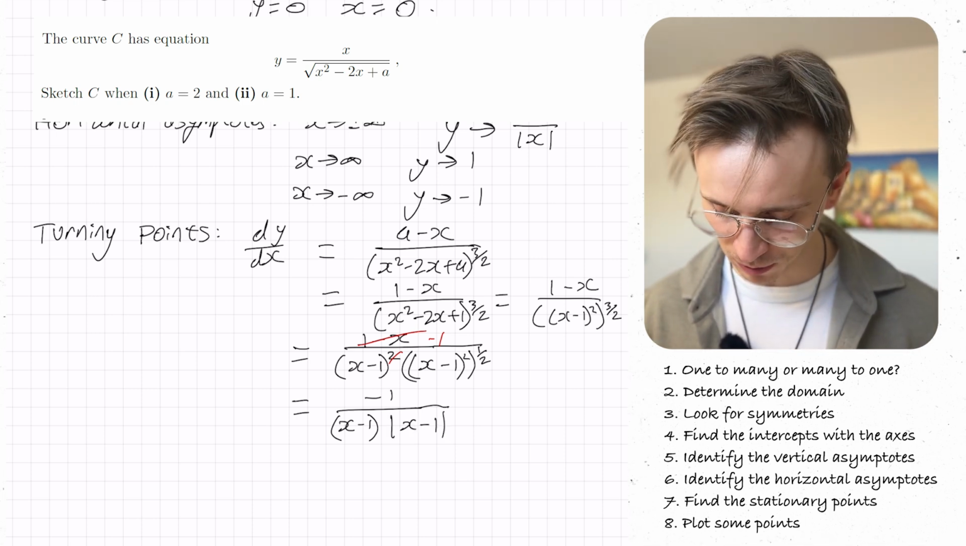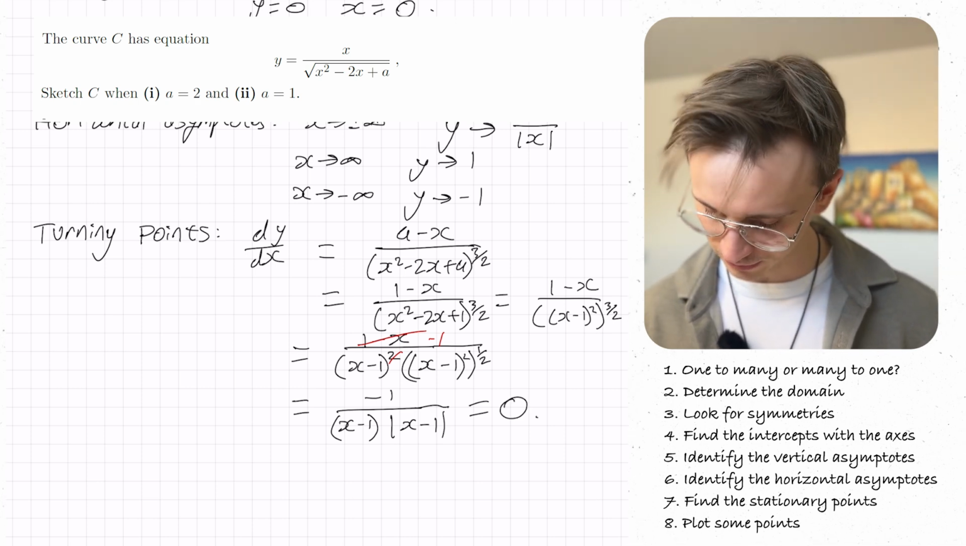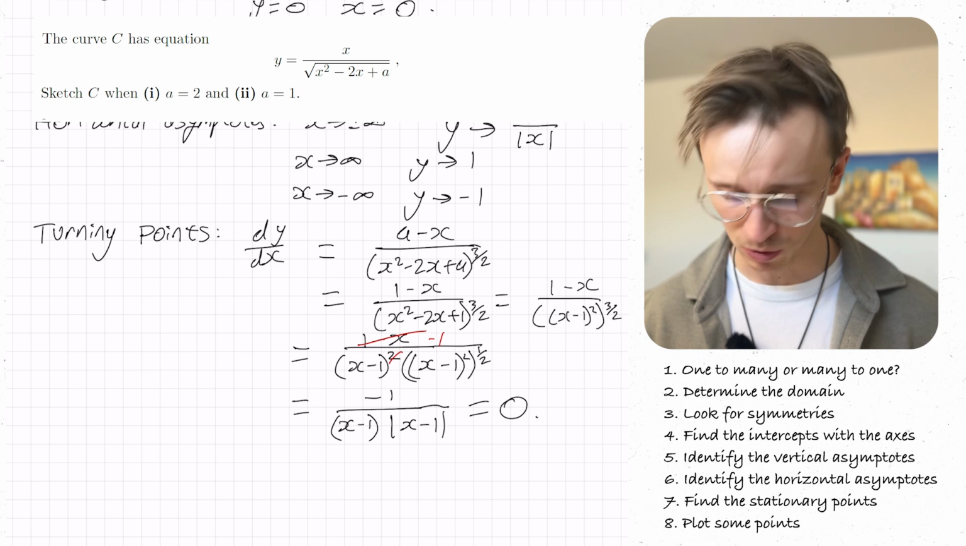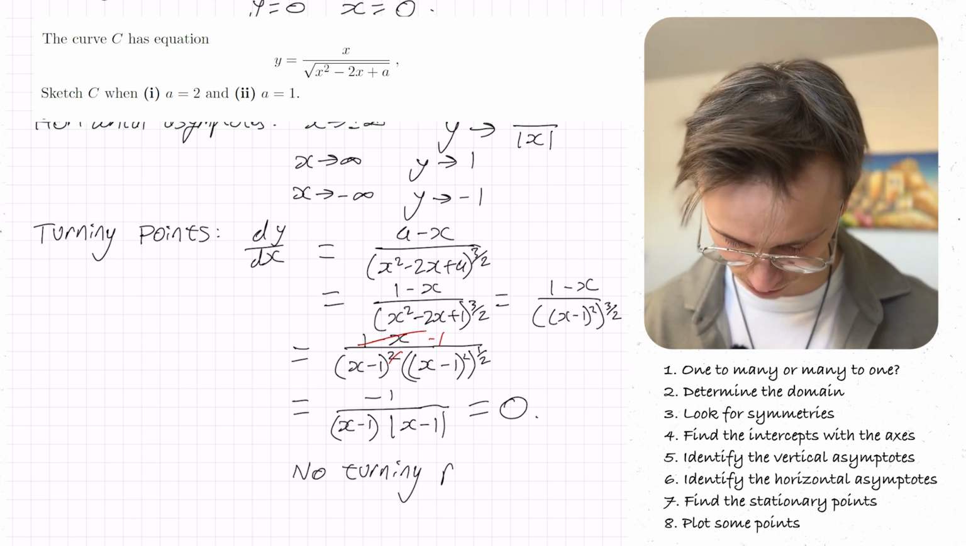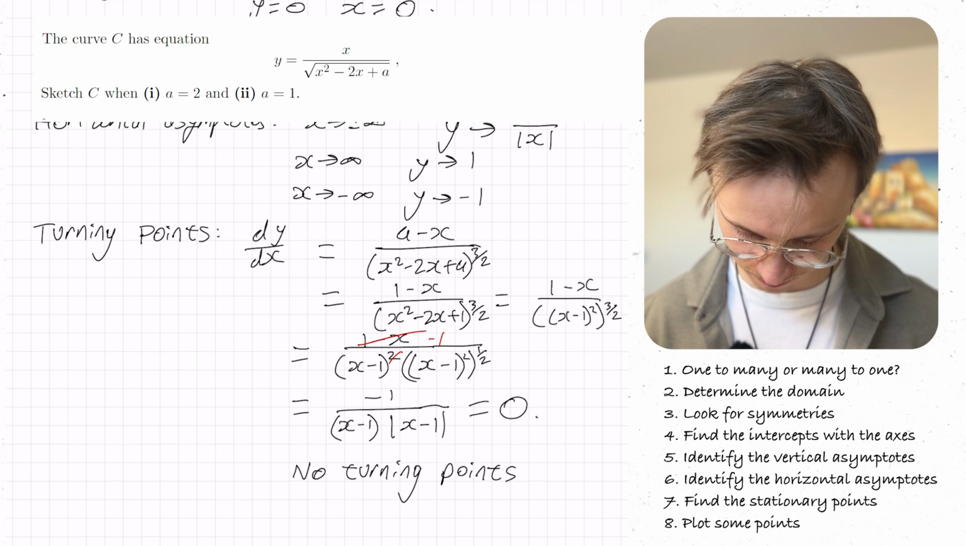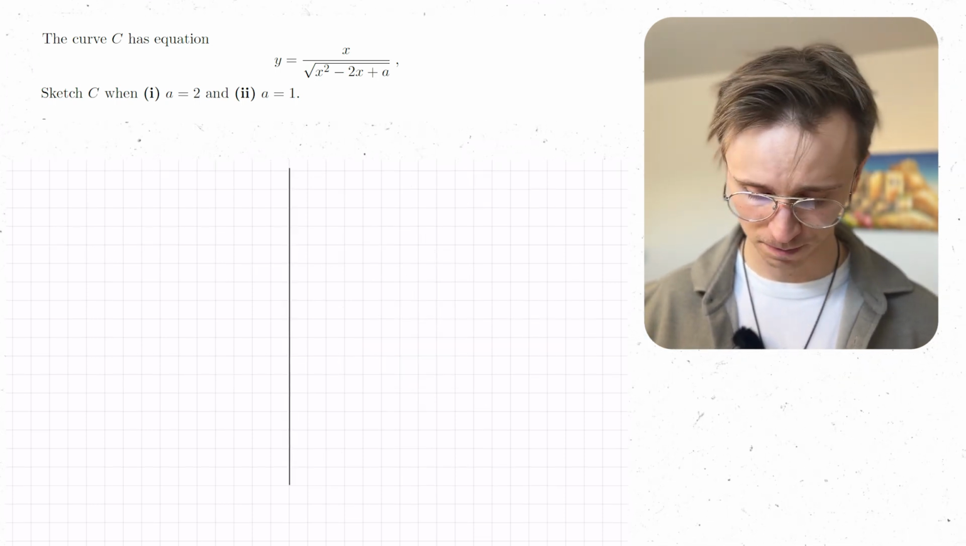Okay, so again, we're looking for a turning point, so we want this equal to 0. Well, this is never equal to 0. When x equals 1, we're getting infinities, and there's no way the numerator can be 0. So no turning points. Okay, so we've done all the analysis we need to. We now just need to sketch it.